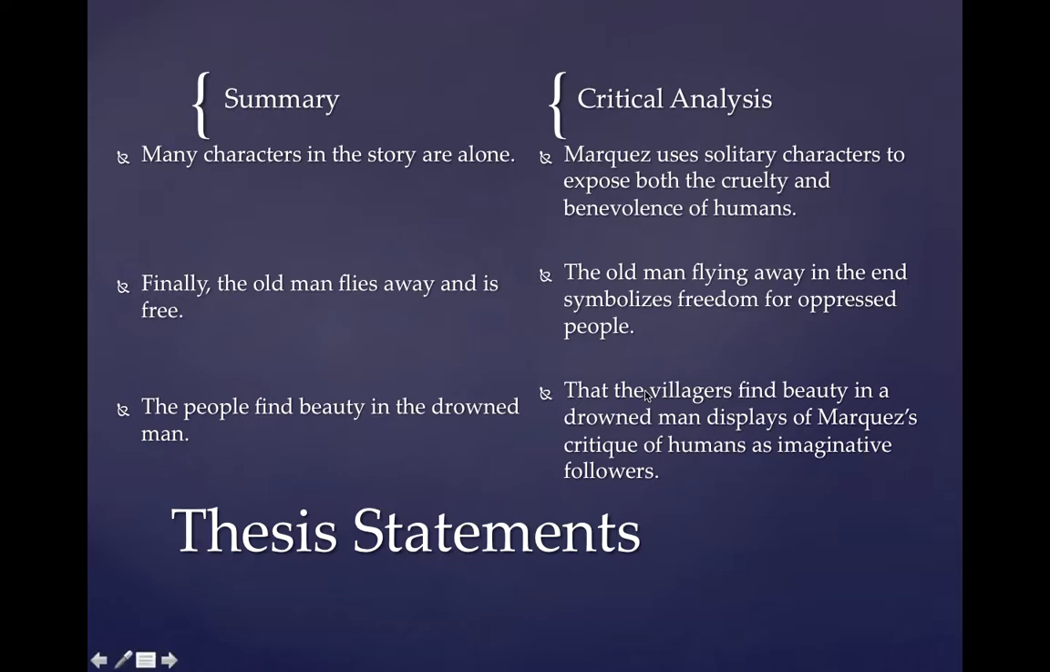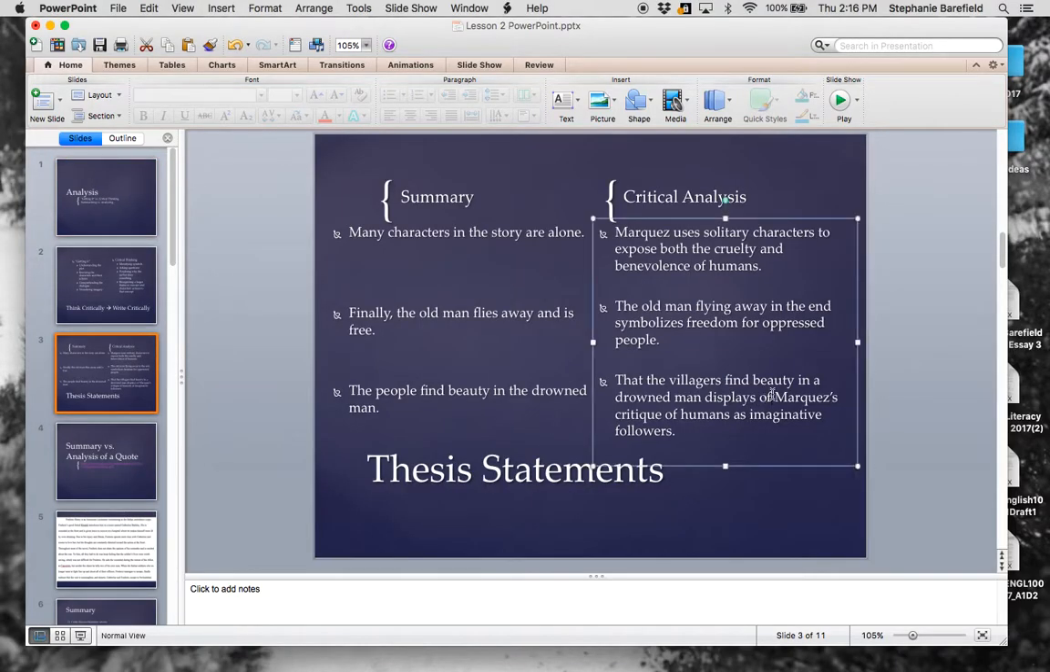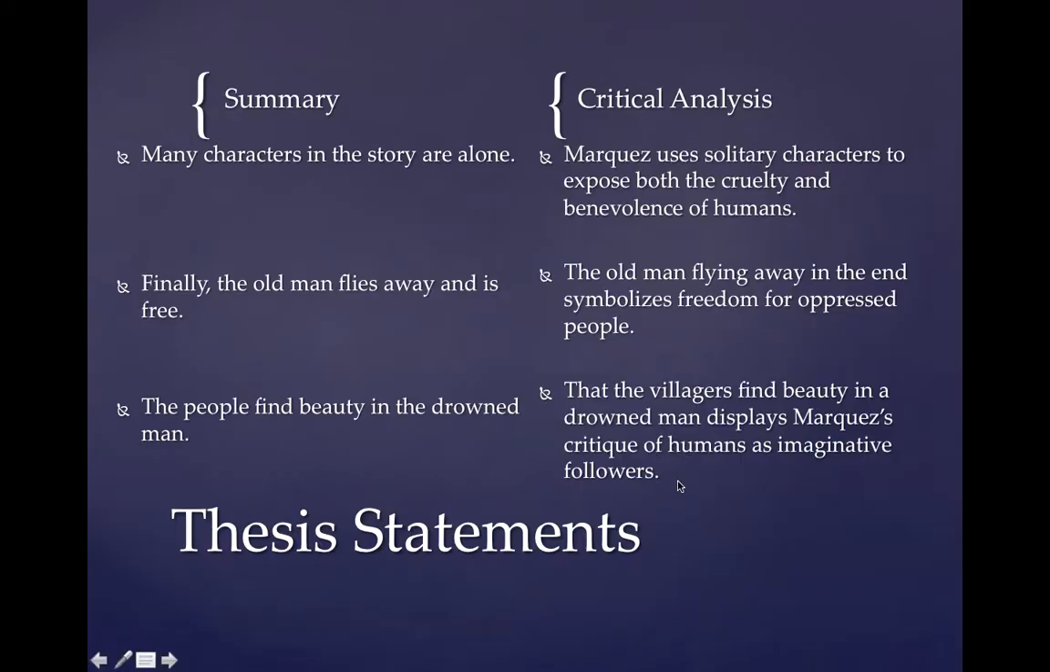So a critical analysis version of this would be that the villagers find beauty in a drowned man displays Marquez's critique of humans as imaginative followers. This should say displays Marquez's, not of Marquez's. So again, that the villagers find beauty in a drowned man displays Marquez's critique of humans as imaginative followers. This is more analytical because it's asking the question, why does Marquez have people find beauty in a drowned man? And then you're answering it in your thesis.